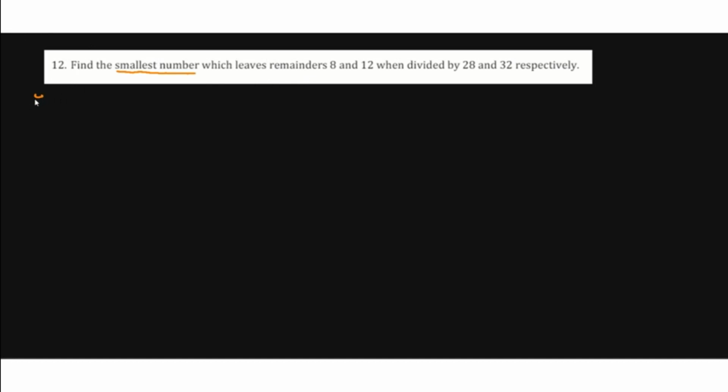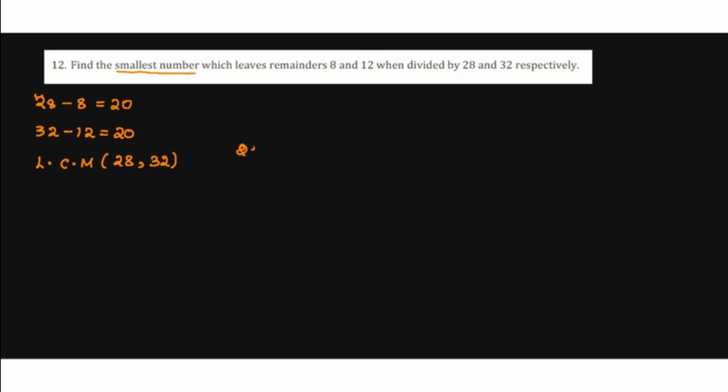So first we are going to subtract 28 and 8, which gives me 20, and 32 minus 12, which also gives me 20. Now I am going to take the LCM of 28 and 32.